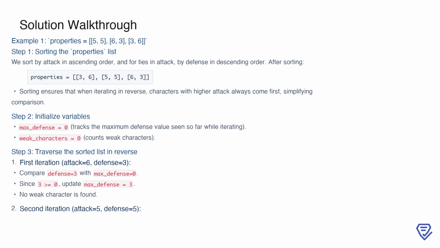In the first iteration, we look at the character with attack equals 6 and defense equals 3. Comparing its defense with max_defense equals 0, we find that 3 is greater than or equal to 0. So, we update max_defense to 3. No weak character is found in this step.